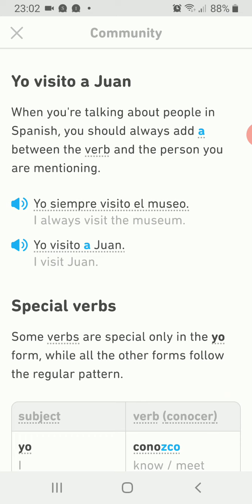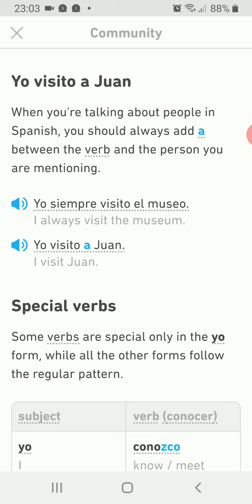When you're talking about people in Spanish, you should always add a between the verb and the person you are mentioning. So we have two examples here. Let's listen to them. Yo siempre visito el museo. Yo siempre visito el museo.